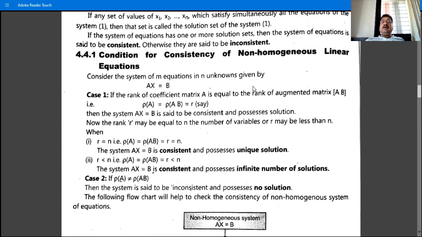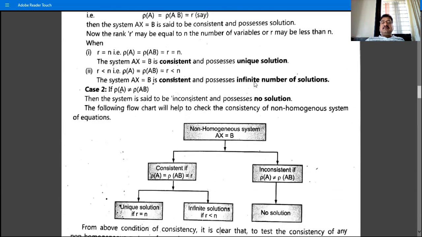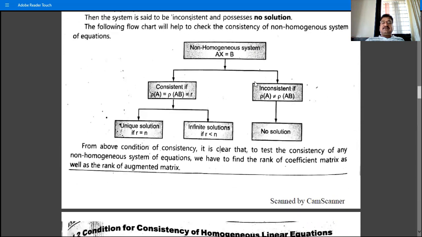And now the condition for when a non-homogeneous system is consistent. Suppose AX equals B is the non-homogeneous system. Then this system is consistent if rank of A is equal to rank of [A|B] is equal to r. What is [A|B]? The [A|B] matrix means the combination of A and B, the augmented matrix. If the rank of A and the rank of [A|B] are both the same, then we say the system AX equals B is consistent.